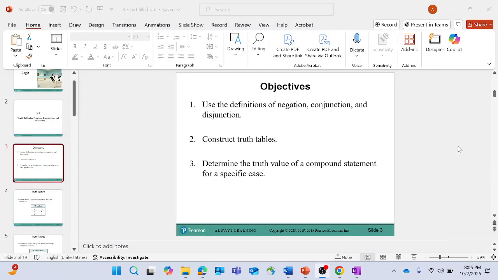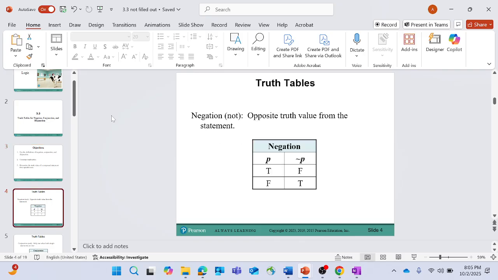All right. These are the objectives. When you're all ready, let me know so we can go on to the next slide. Are we good? Yes? All right.